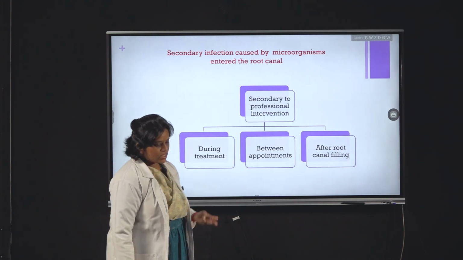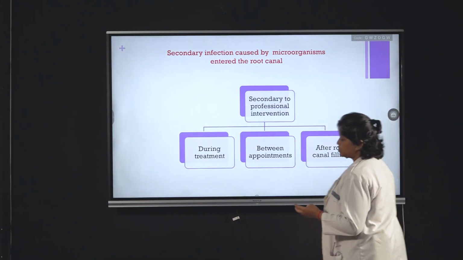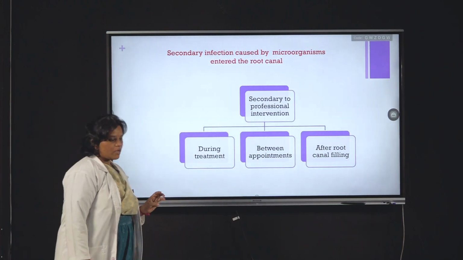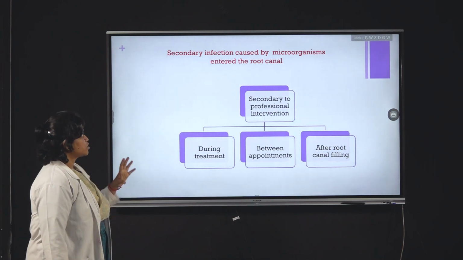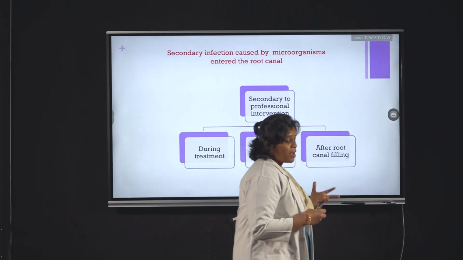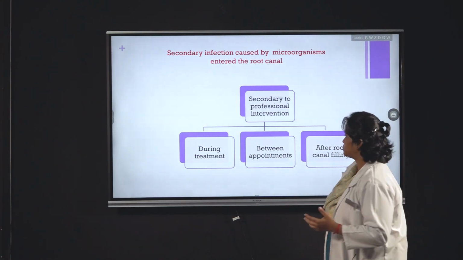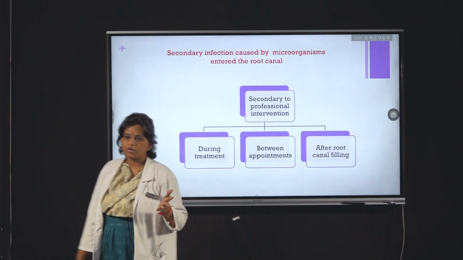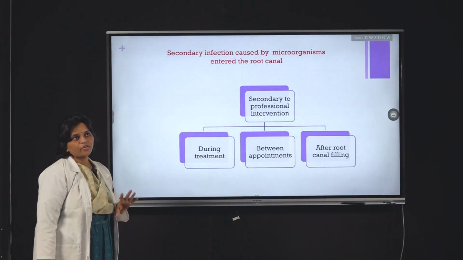So what is a primary infection, secondary infection, persistent infection? Primary infections are those which are the main causative factors of the infection. The primary infection is caused by the bacteria which cause the entire endodontic infection to happen. That is the reason why there is necrosis of the tooth, apical inflammation, and apical periodontitis, all mostly caused by the primary endodontic infection. Primary endodontic infections can be treated with the help of endodontic treatment.